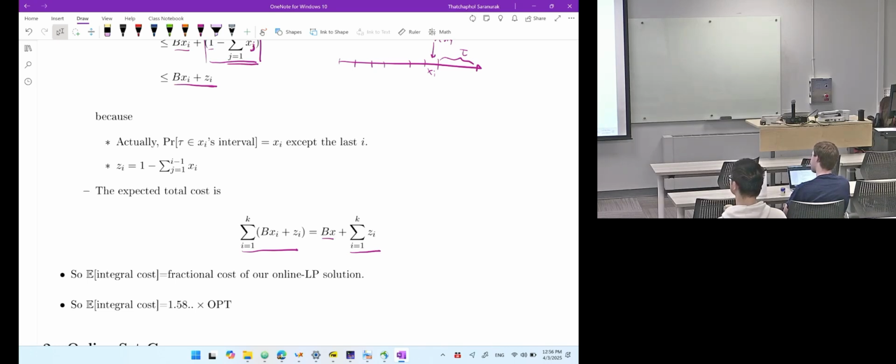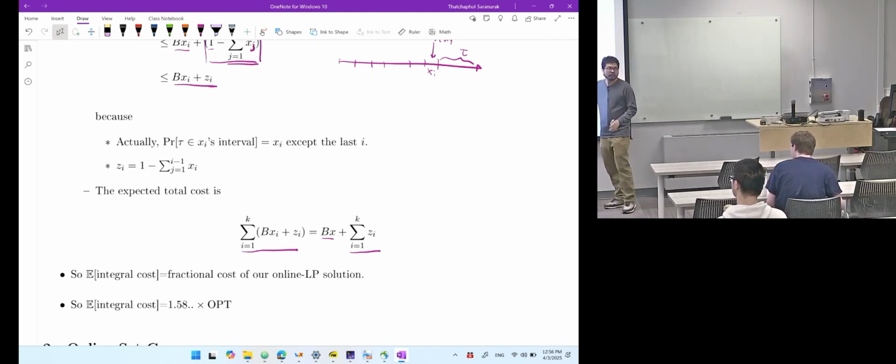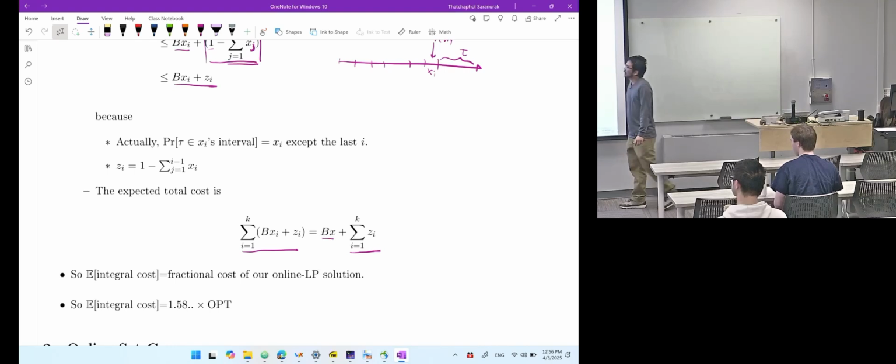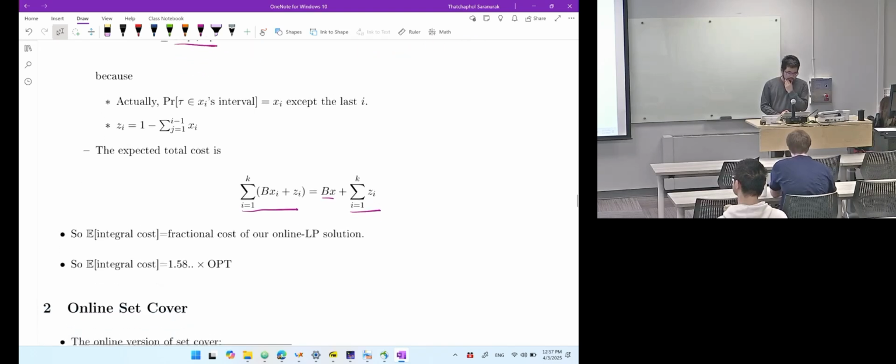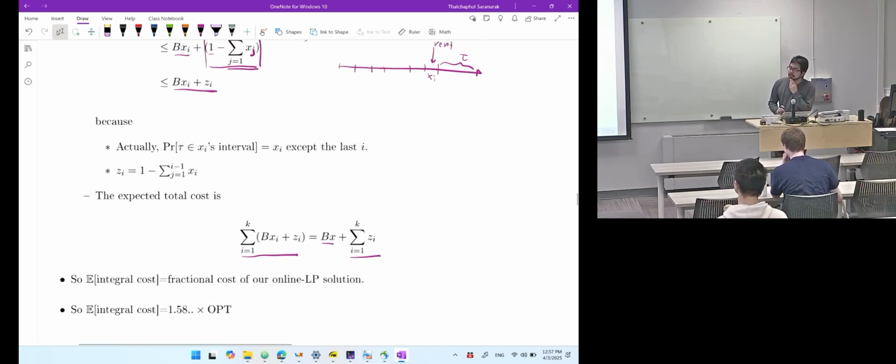But the fractional cost of our online LP is something like 1.58 times opt. So this is the routing scheme where you don't lose any factor. What we lose is in the fractional world actually. Okay, so that's the algorithm. Questions?